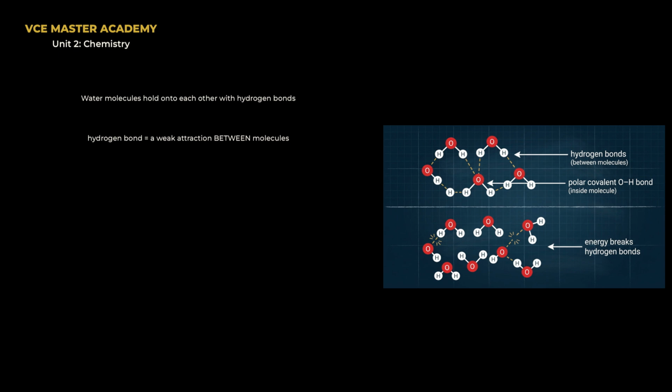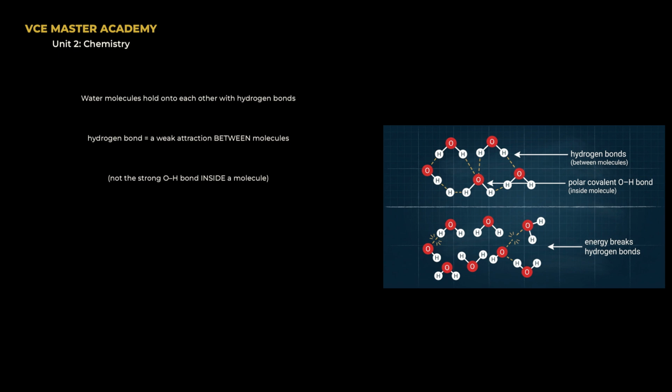Careful now, this trips people up. The bond inside a water molecule, oxygen to hydrogen, is a strong covalent bond. That one never breaks when water melts or boils. It's only the weak hand-holding between molecules that lets go. Look at the diagram on the right. Solid lines inside molecules, dashed gold lines between them. Two different things. Got it?